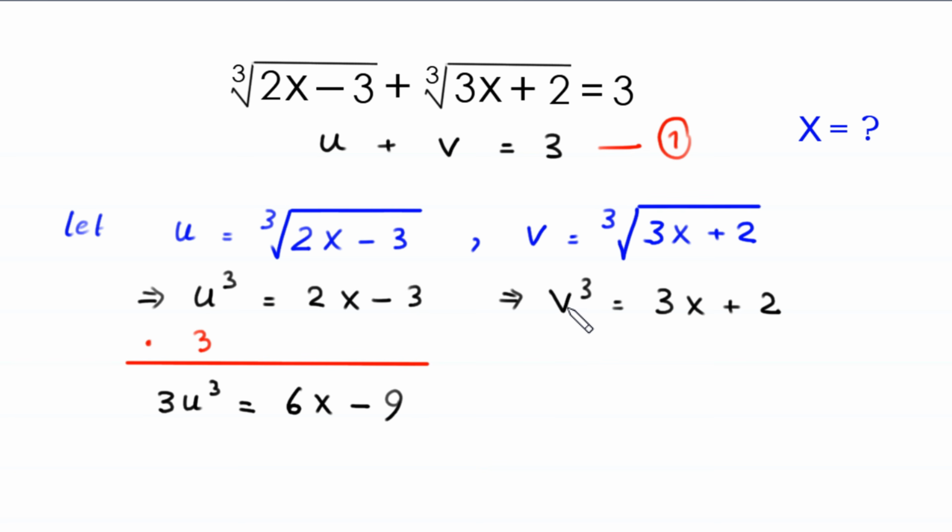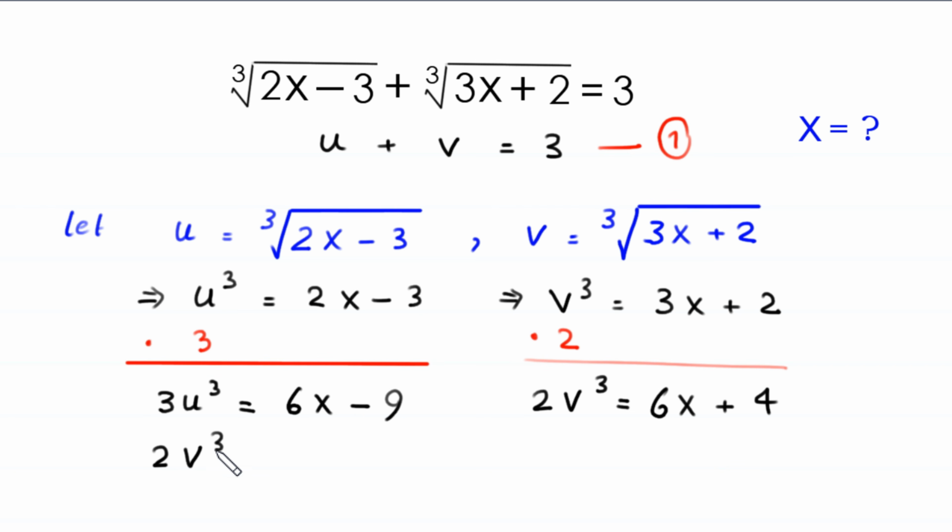And we multiply both sides of this equation by 2. So 2 times v cubed will become 2v cubed equal to 2 times 3x will become 6x, and 2 times 2 will become plus 4. Now from this equation we subtract this equation. So we write this equation below this equation, 2v cubed equal to 6 times x plus 4.